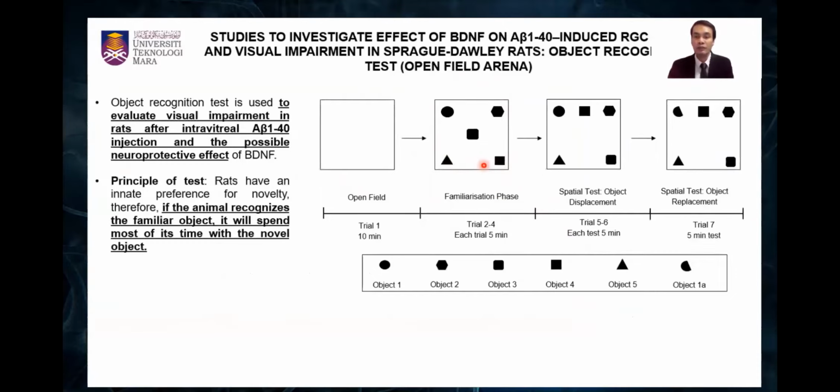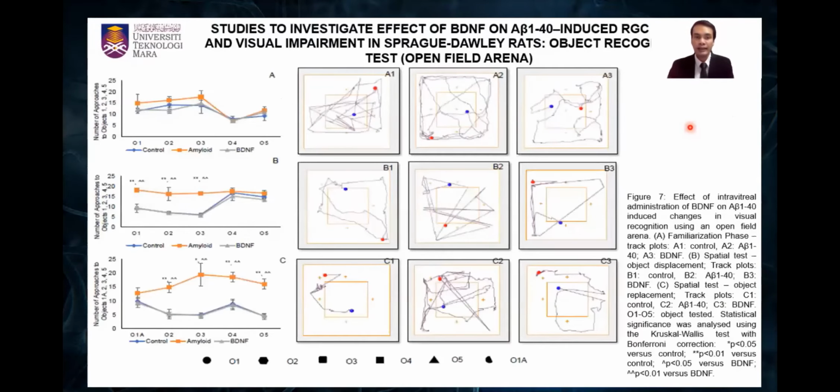where they are introduced to 5 novel objects, and then proceed with the first partial test, where object 4 and object 5 were displaced from their original locations, and object 1 was replaced with object 1A. From this study, we found that during the familiarization stage, there was no significant difference between all groups.